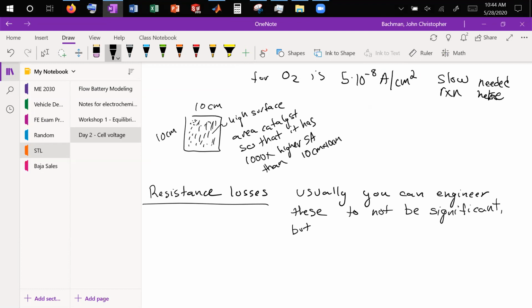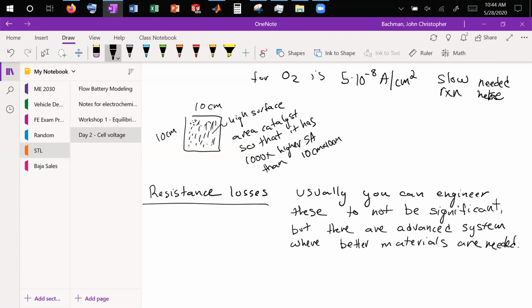But there are advanced systems. So like a lot of systems, this is kind of designed out. They figured it out, but there's also a lot of newer systems where they're still trying to find out how you can get that out.